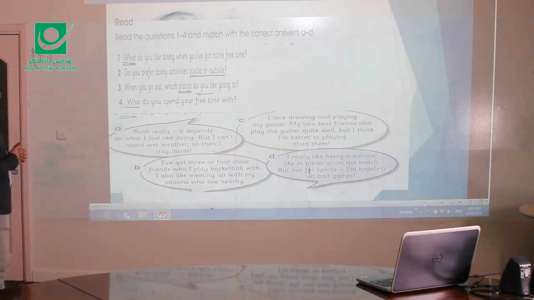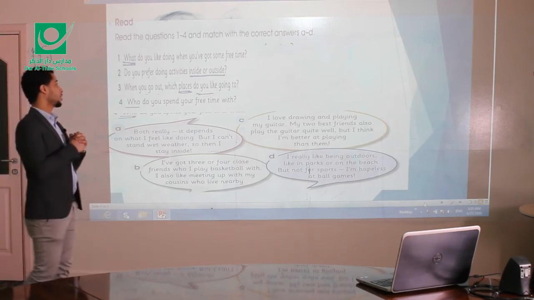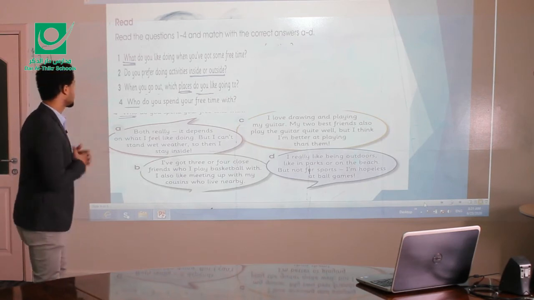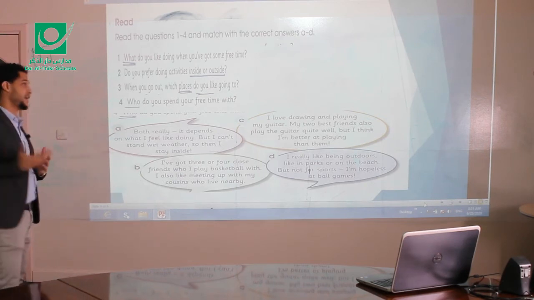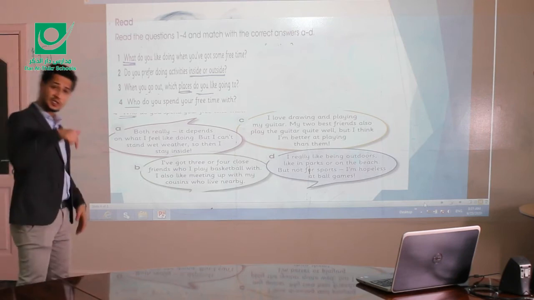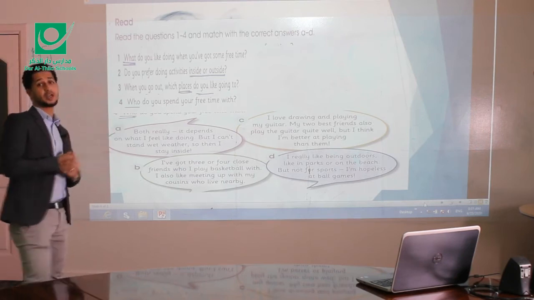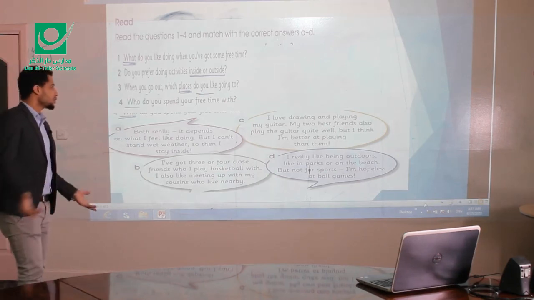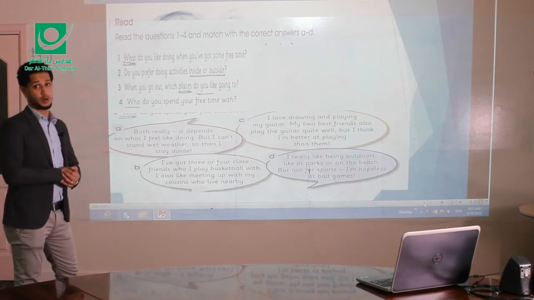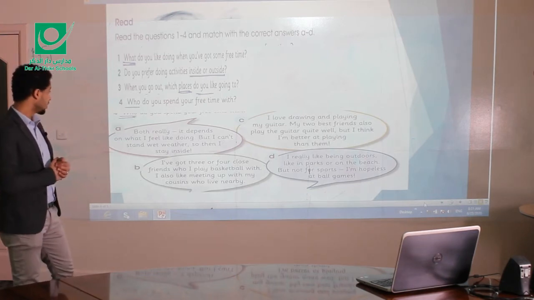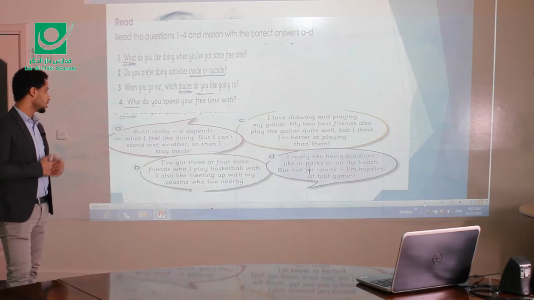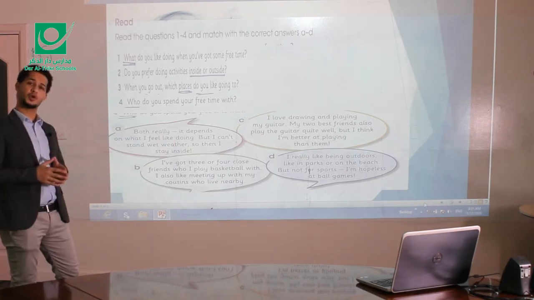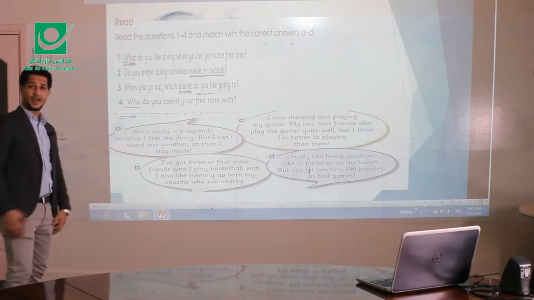Question 1. What do you like doing when you have got some free time? Question 2. Do you prefer doing activities inside or outside? Question 3. When you go out, which places do you like going to? Question 4, and the last question, who do you spend your free time with? Okay, these are the 4 questions. Let's read the 4 answers.